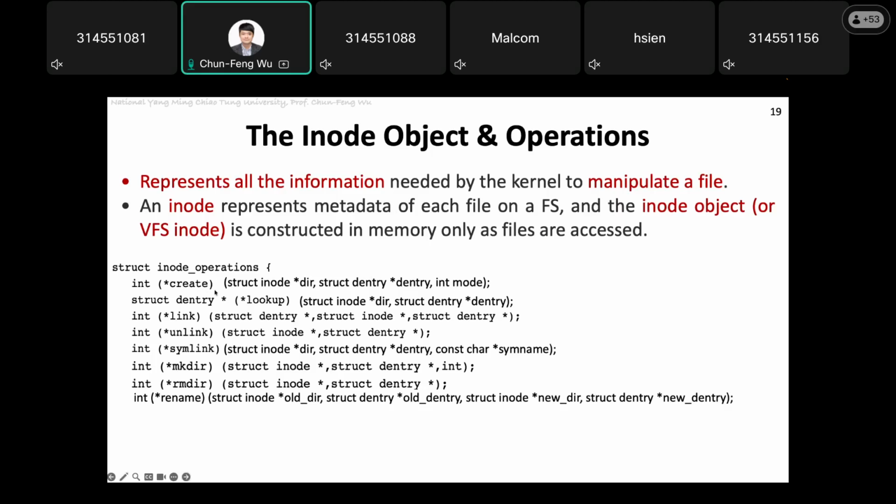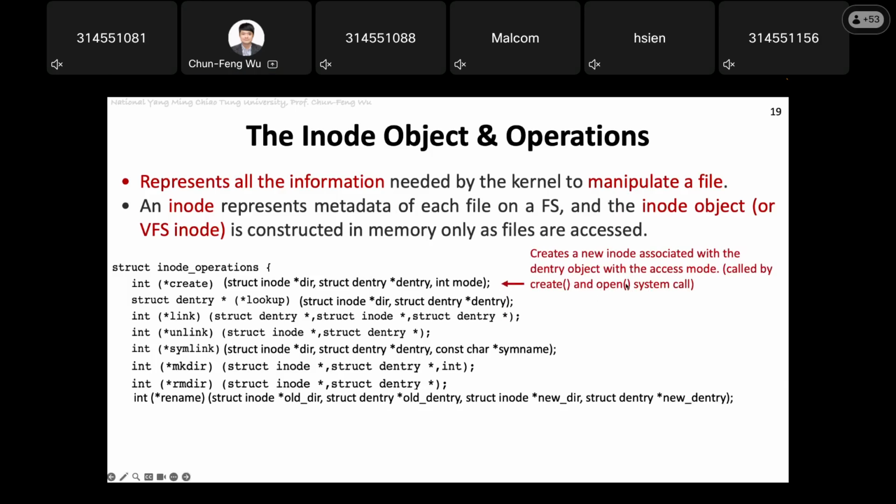So here are a couple of things the inode object can offer. The first one is create. Create creates a new inode associated with the entry object with the access mode, usually called by the open system call. So it is going to link the entry object and this new inode.